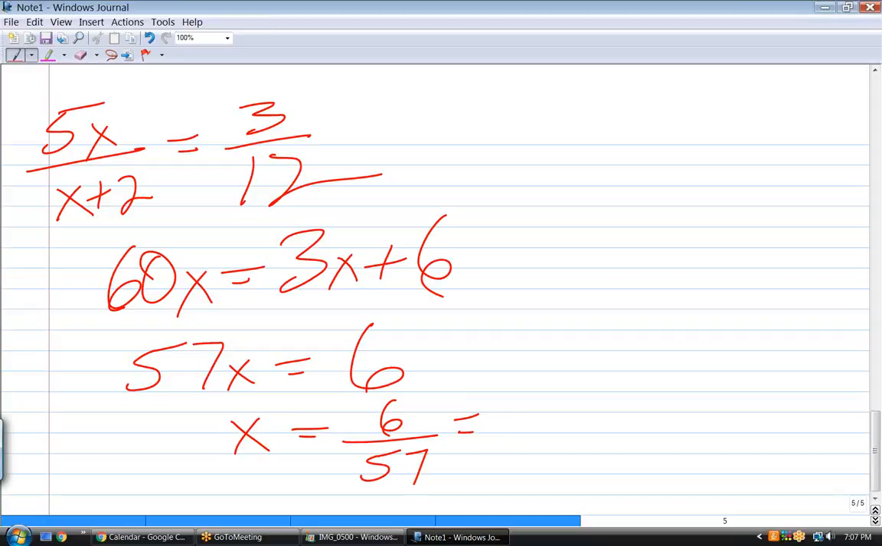How do you reduce it? By dividing top and bottom by 3, right? I can't divide top and bottom by 6. The bottom doesn't divide by 6. But they both divide by 3. How do I know the bottom divides by 3?